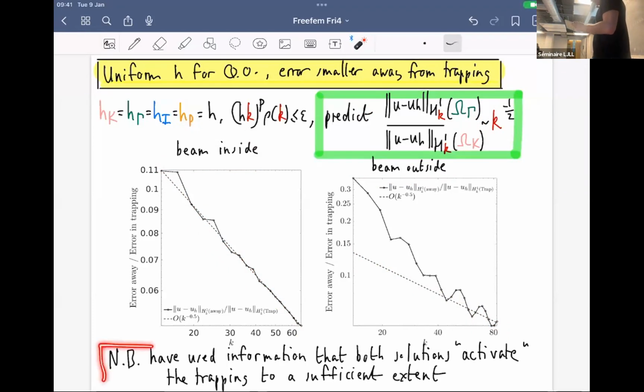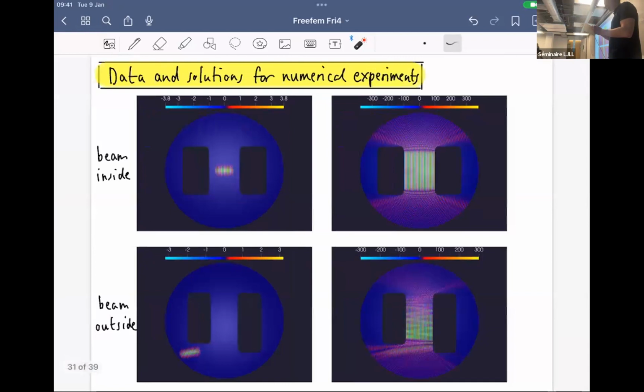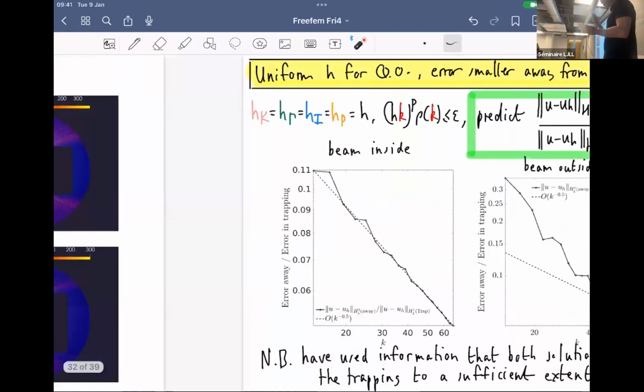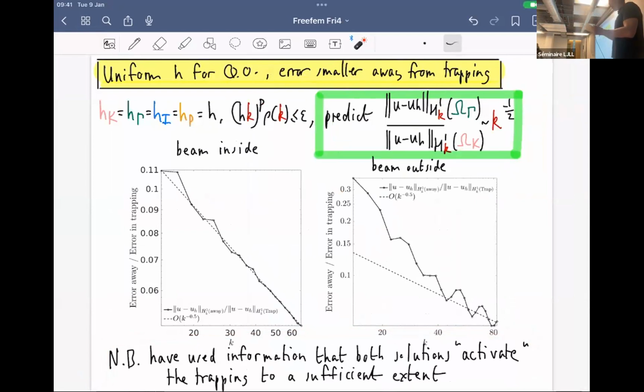But I'm highlighting that here we've used information that both solutions activate the trapping to a sufficient extent, right? So if I had a beam that came in from the left here and then just bounced off and didn't see the trapping, then I wouldn't get any improvement. And so I'm saying that we've input that information into our theory. Okay, that was experiment number 1. 2 more experiments to go.